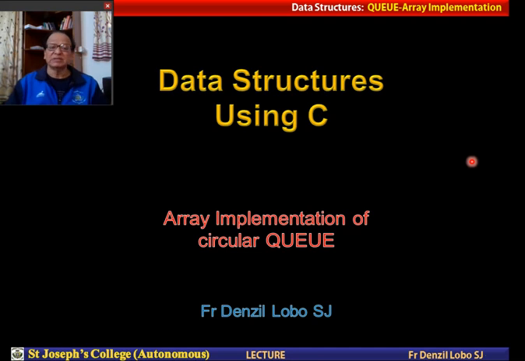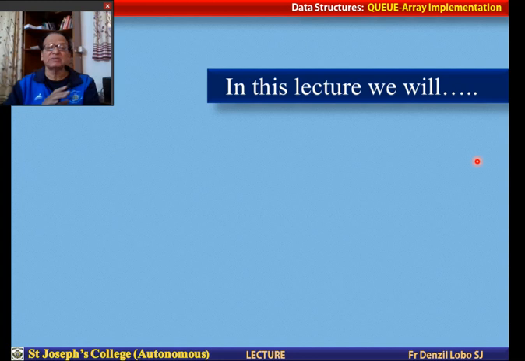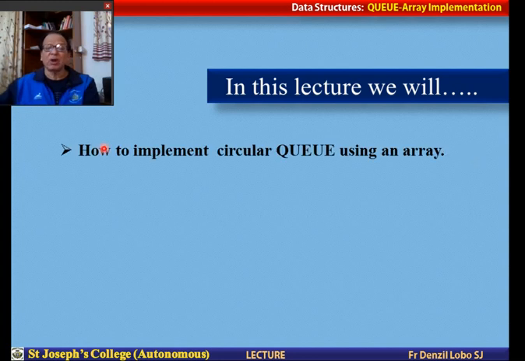Data structures using C. In this lecture, we will deal with the array implementation of circular queue. As you remember, in the last lecture, we have done array implementation of a queue. But there is a problem in that. We will deal with that immediately. So what are we going to do? We are going to learn how to implement circular queue using an array.